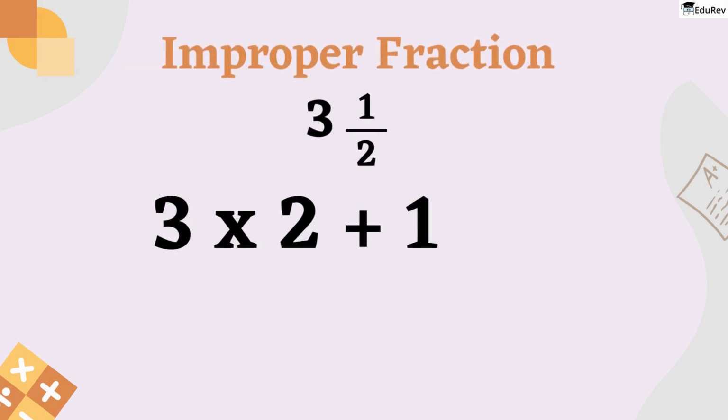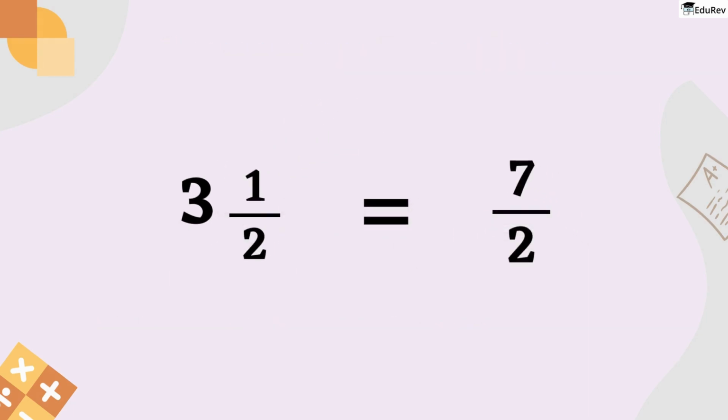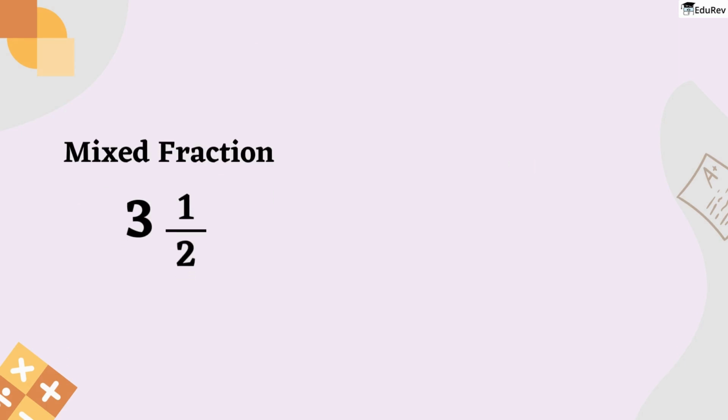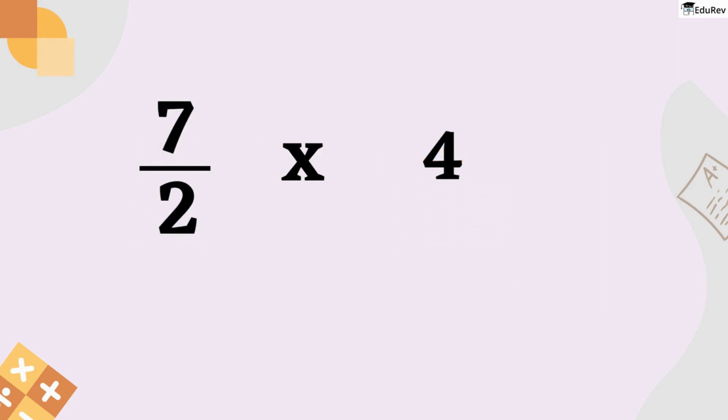To do that, we multiply the whole number 3 by the denominator 2 and add the numerator 1. The answer is 7. The denominator remains the same. So, the mixed fraction 3.5 can be written as the improper fraction 7 by 2. Now, we can multiply the improper fraction 7 by 2 with the whole number 4, representing 4 rows of tiles.